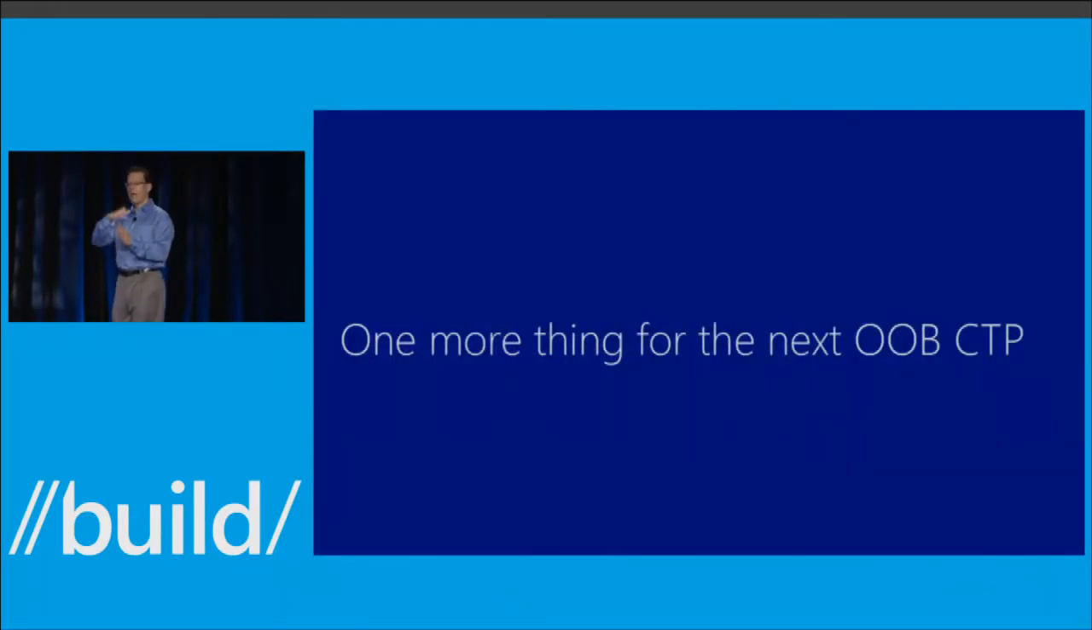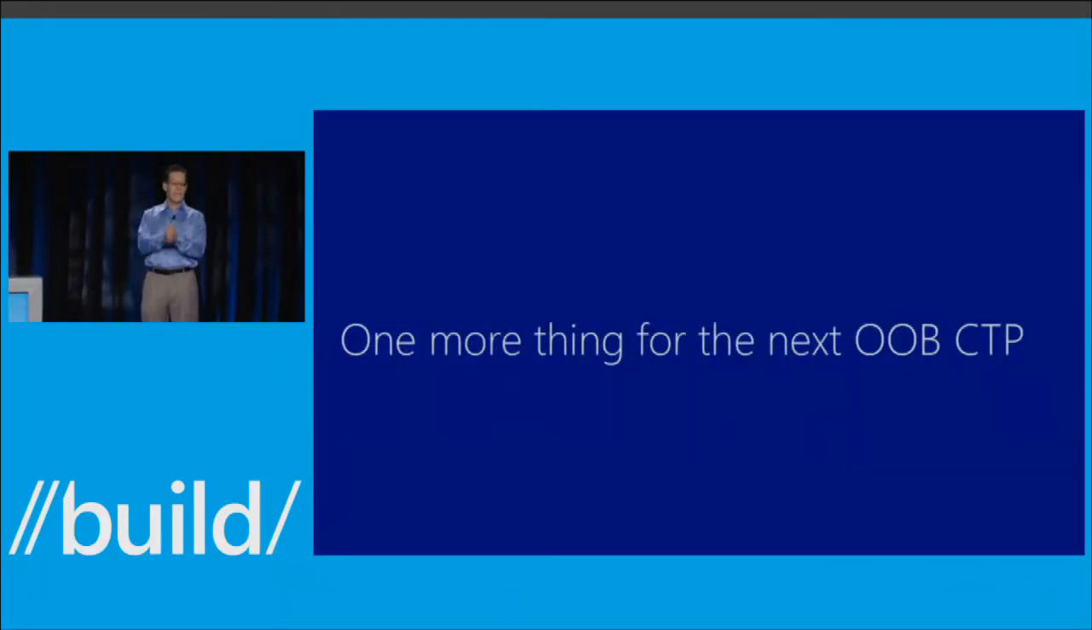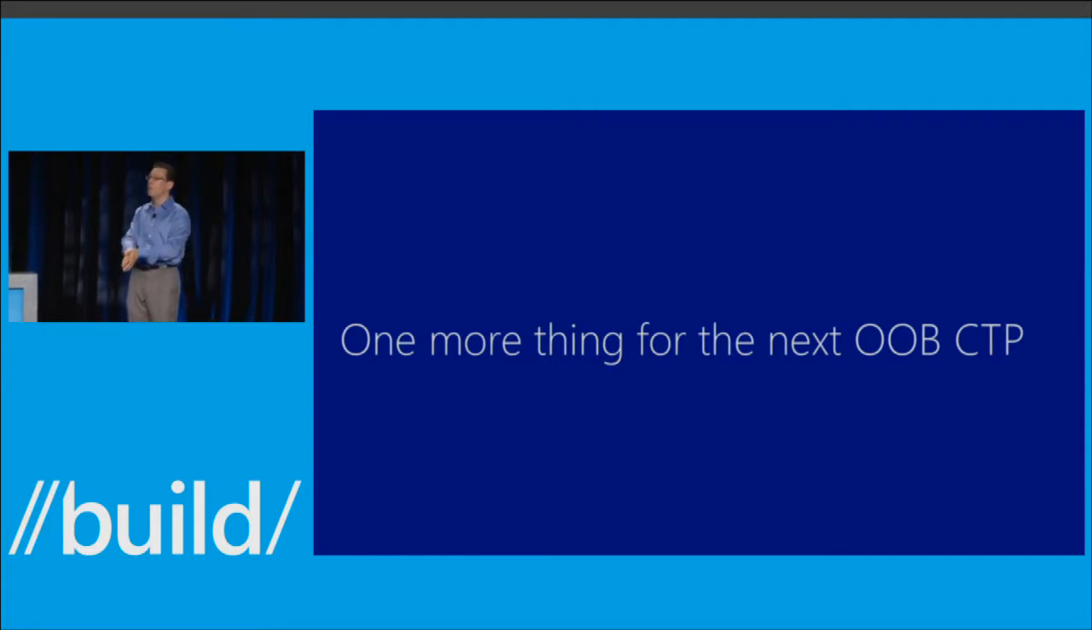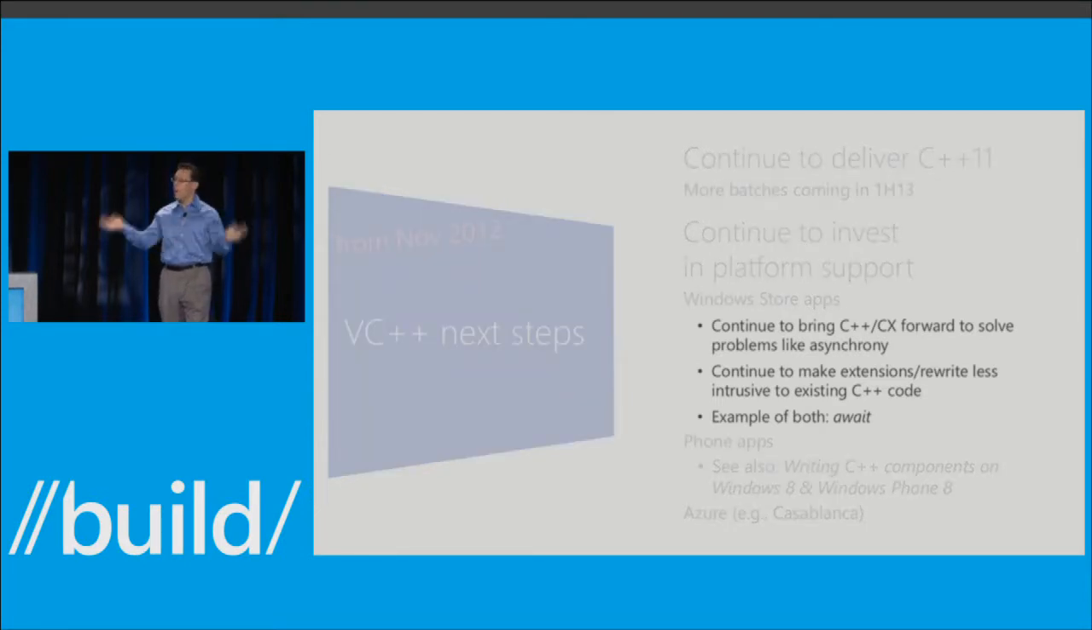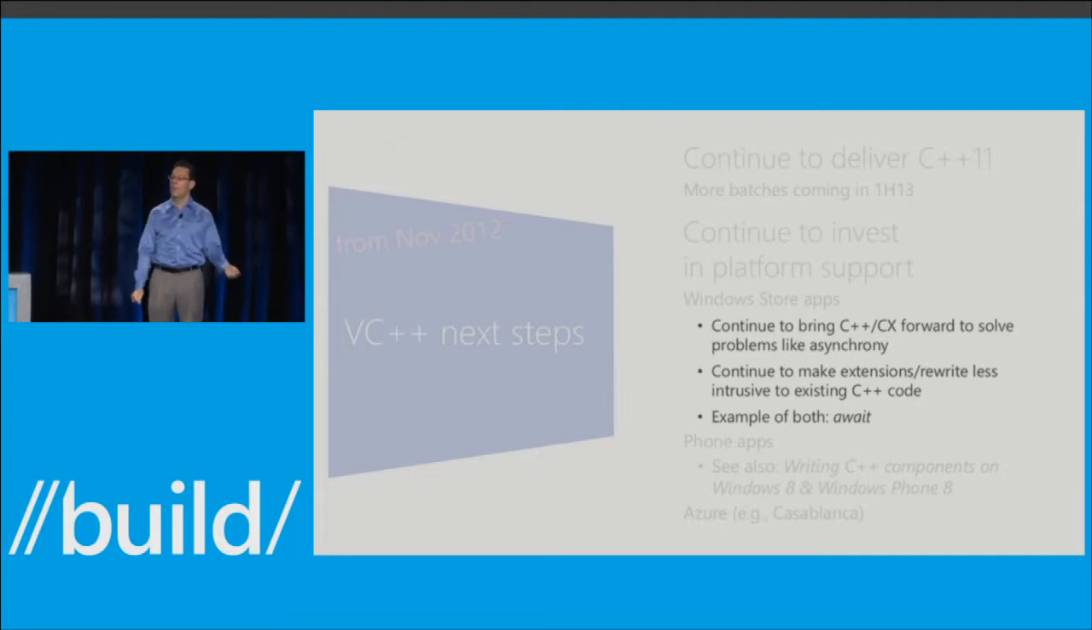Because going back to the 3rd column, in the out-of-band CTP we have planned for after 2013 ships, there's one more thing that was the #1 request for those of you who are doing WinRT programming for Windows, for tablets, for phone, using C++/CX. The #1 request, and I alluded to it last year at Build, 8 months ago, on this same slide, when we promised we would continue to invest in platform support in C++/CX to solve problems like asynchrony and continue making code easier to build in C++.